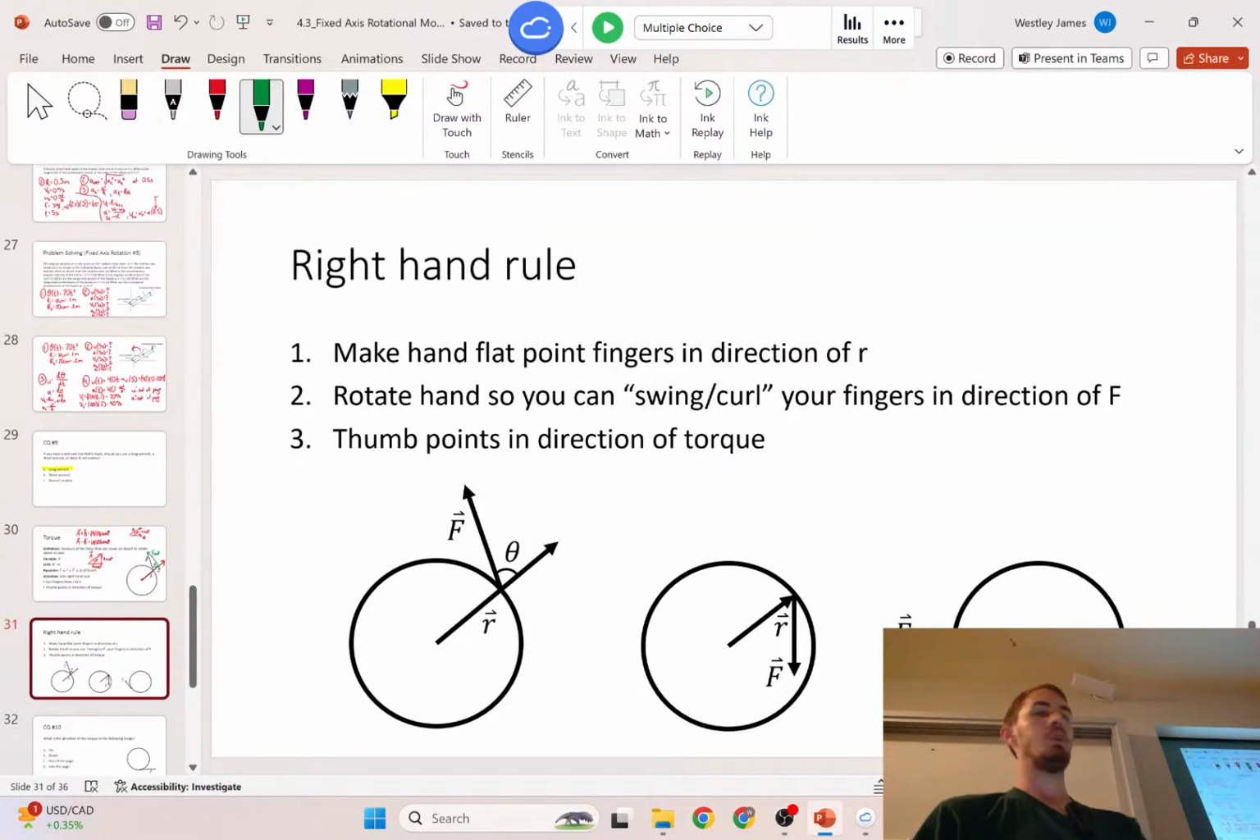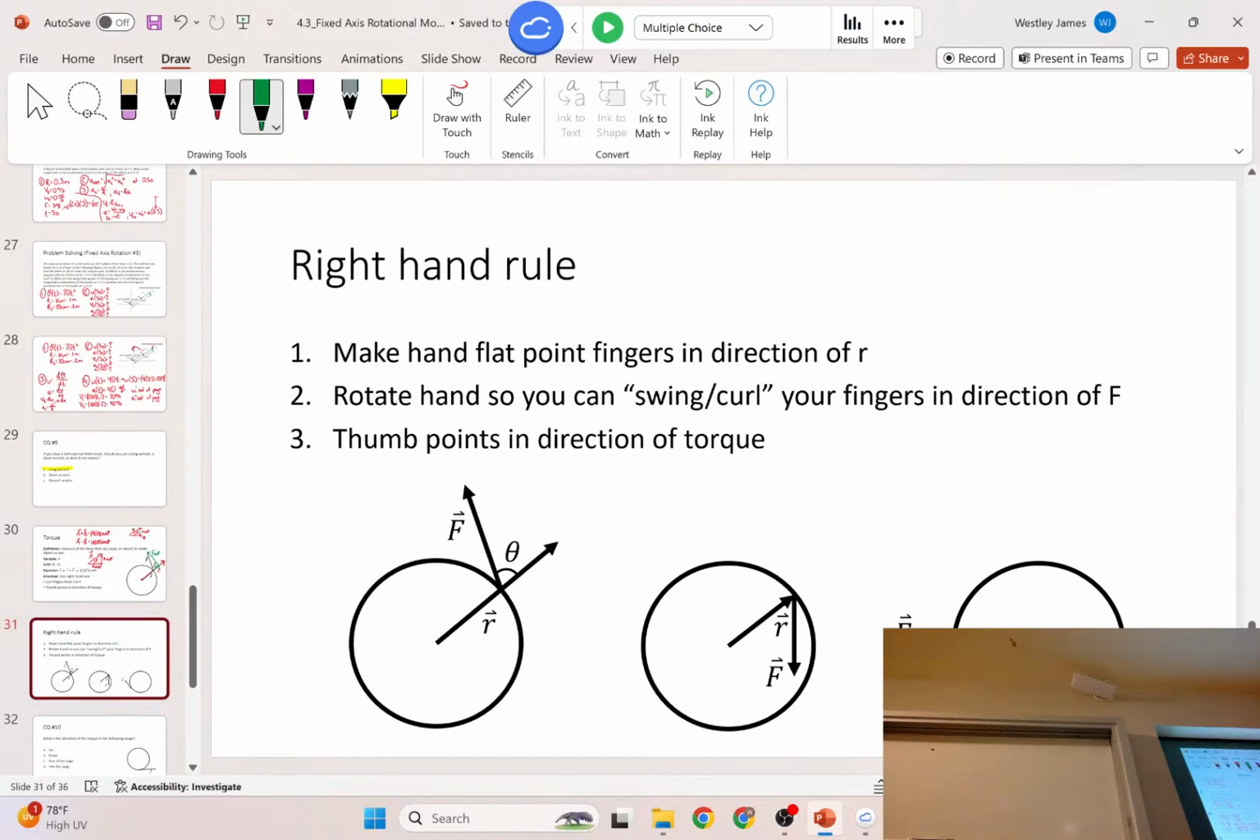All right, more practice. Let's try to figure out the torque in these. First one, see if y'all can figure out the torque of that one. Next one, see if you can figure out the torque of that one. Third one, and I'll do one at a time. I've already done the first one. Fingers in the direction of R. And again, you have to rotate your hand around.